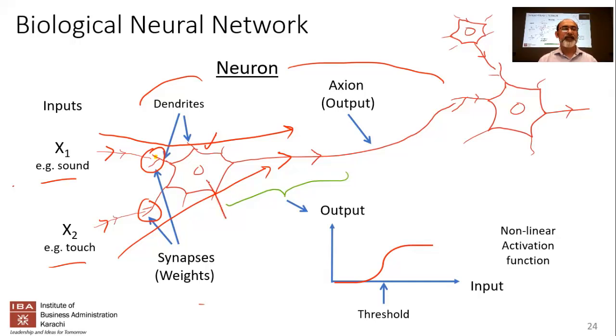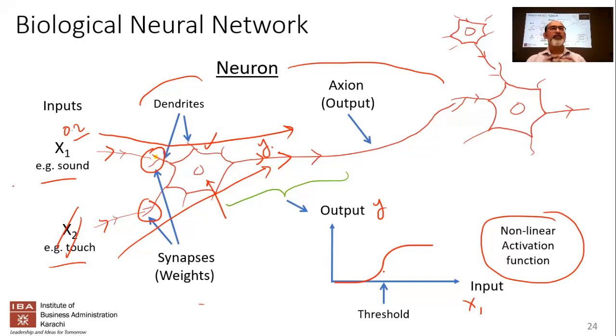Then inside the neuron, there's also something which is non-linear. What that means is that if the input is very weak, for example 0.2 over here, and let's just take one of these inputs, x1, and look at the output over here, which is y, and ask how does y relate to x1? When x1 is very weak, no signal may actually pass through this axon to the next cell.